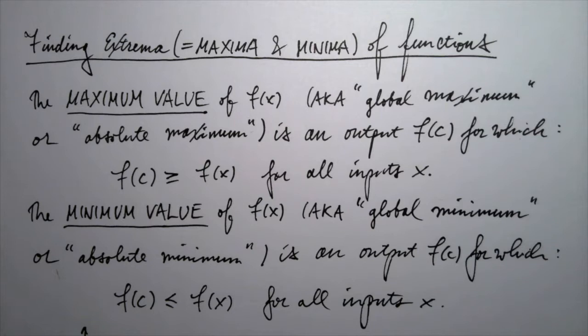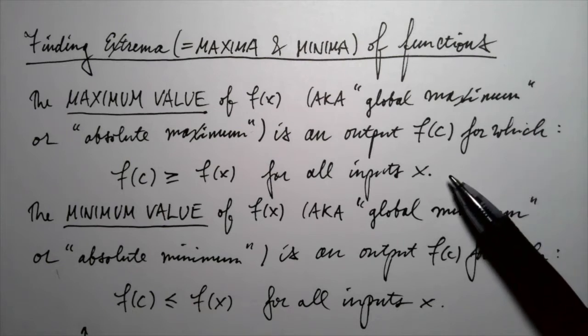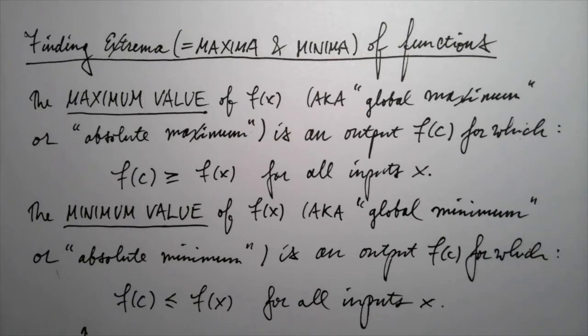We're now going to talk about how to find extrema, which mean the maximum and minimum values of functions. Now, what does that mean? The maximum value of a function f of x, sometimes also called the global maximum or the absolute maximum, is some output of the function, something that the function outputs for some input c, for which f of c is bigger than or equal to f of x for all other inputs x under consideration. In other words, that's just a fancy way of saying it's the biggest value that the function outputs.